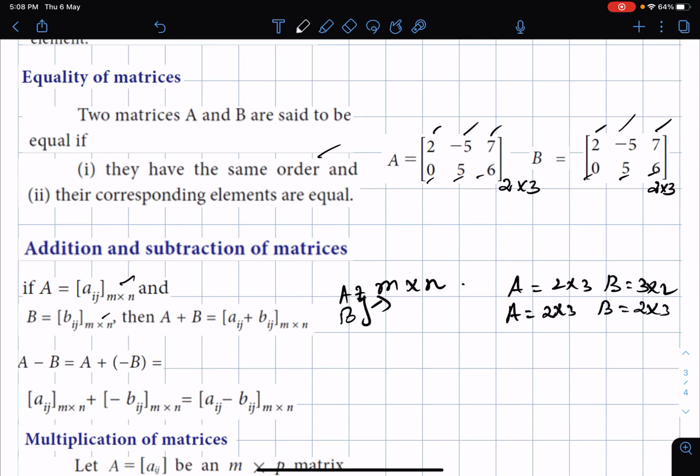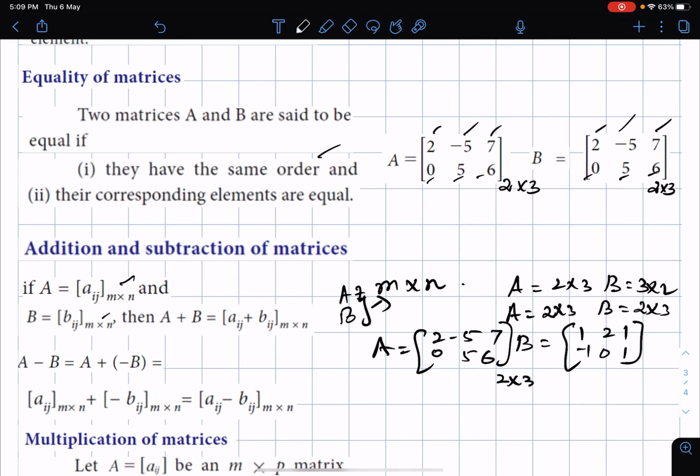For example, you take the above example itself. A equal to 2, minus 5, 7, 0, 5, 6. And let B equal to 1, 2, 1, minus 1, 0, 1. So here your order is 2 into 3, and here also your order is 2 into 3. So when you add A plus B, what do you get? Corresponding elements. 2 plus 1, 3. Minus 5 plus 2 is minus 3. 7 plus 1 is 8. 0 minus 1 is minus 1. 5 plus 0 is 5. And 6 plus 1 is 7. This is going to be your A plus B. What is A minus B? It's nothing but a minus sign should come in front of B.